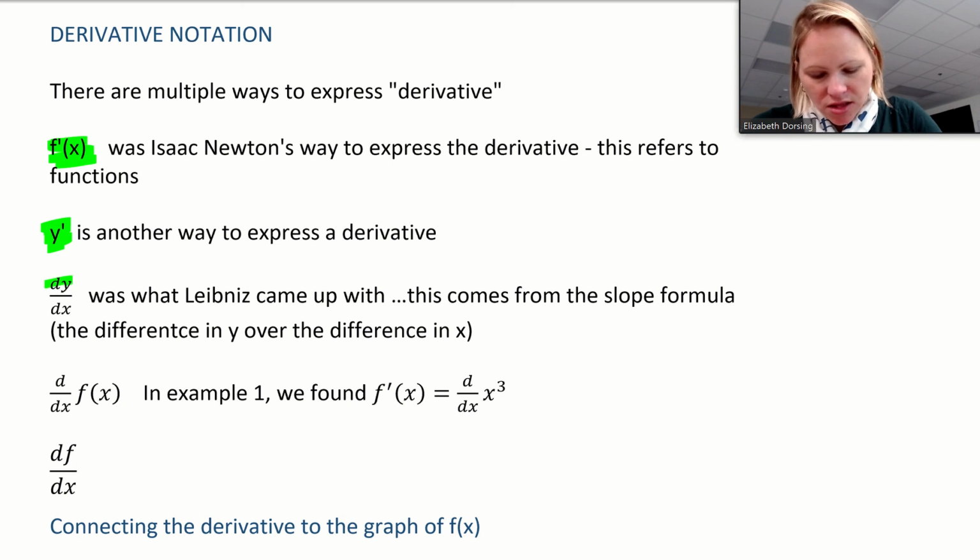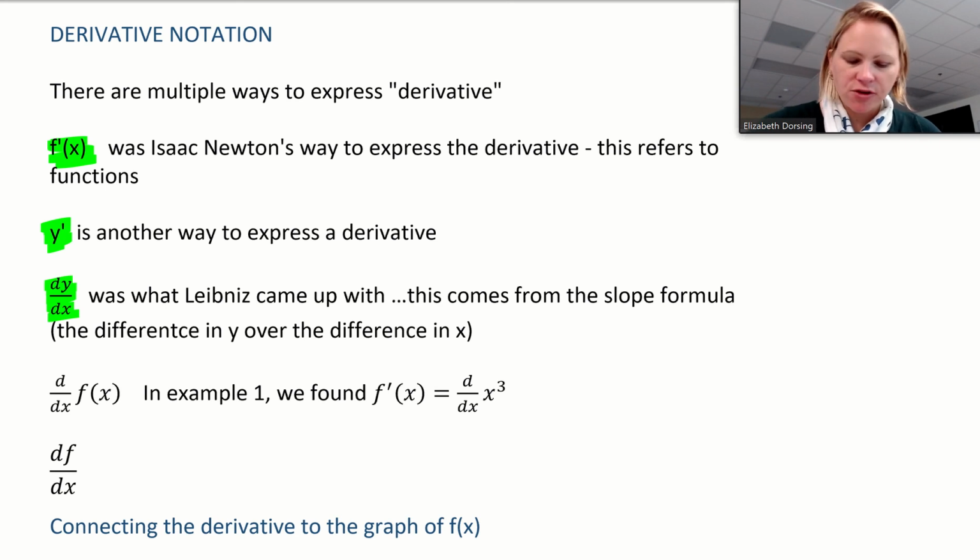Leibniz used this notation here, dy dx is how we say that. It comes from the slope formula, and it's the idea that it's the difference in y divided by the difference in x. So the change in y over the change in x, this is a differential kind of ratio that we have. And so Leibniz used this to express that when he's finding this derivative, he's finding a rate of change. So Leibniz notation is necessary for some of the things that we're going to do later on in this unit.